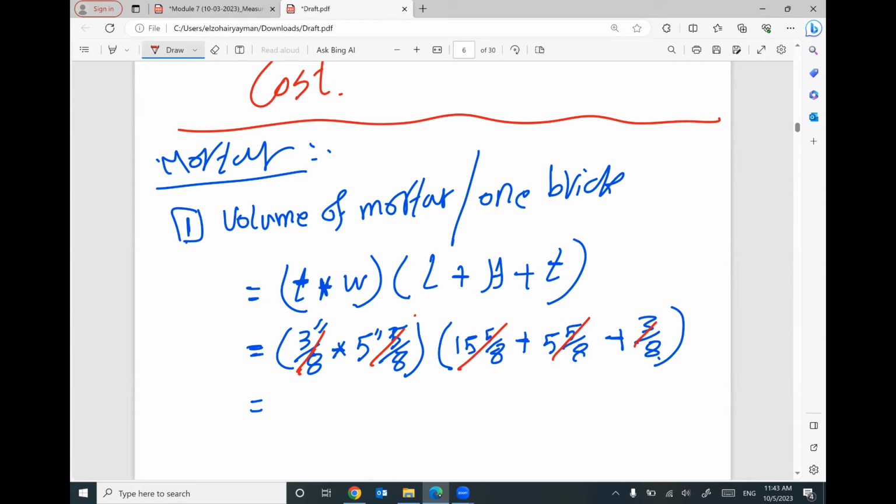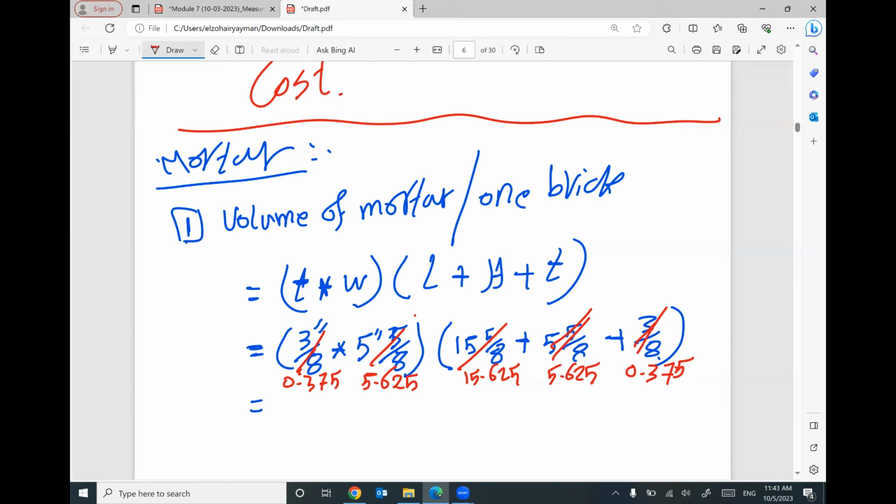So 3 divided by 8 is 0.375. This one I think will be 5.625. Yes, 0.625. This one will be 15.625. This one will be 5.625. This one will be 0.375. Then you can find the final number.